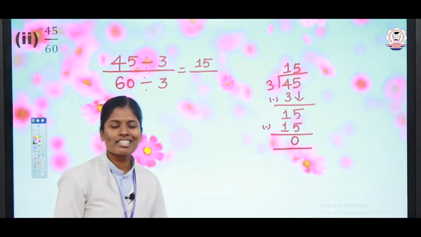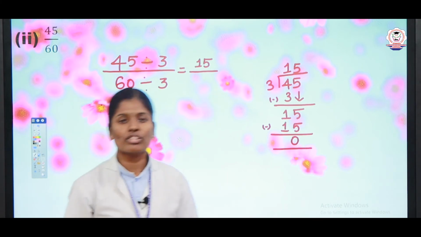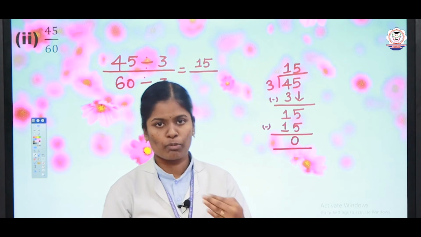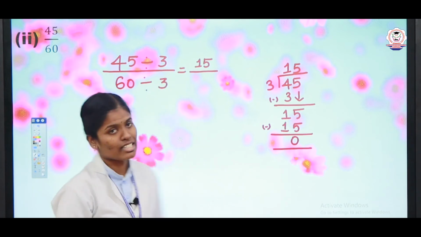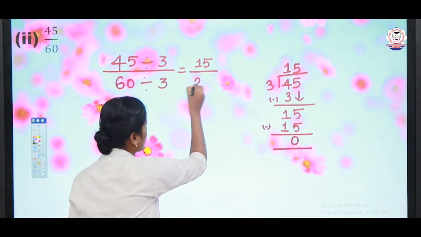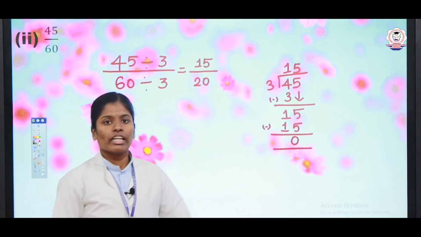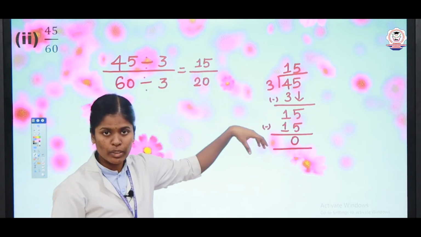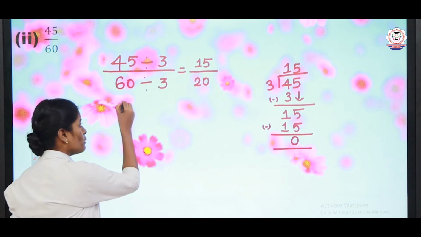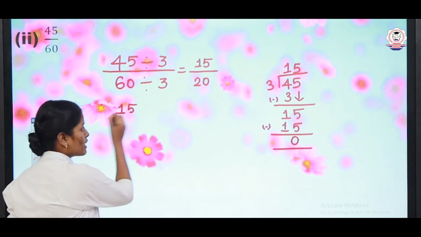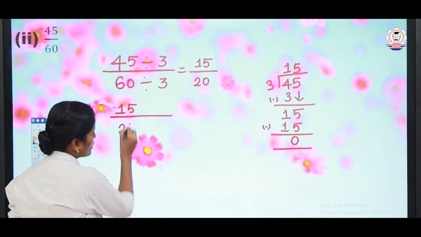Next you will take 60 divided by 3. So 3 table 60 possible means yes, possible. 3 20s are 60. So write here 20. Here we got the answer 15 by 20. Again you will take 15 by 20. You should reduce this, 15 divided by 20.